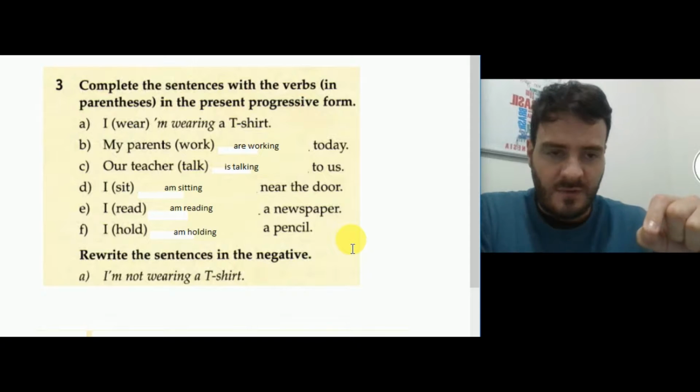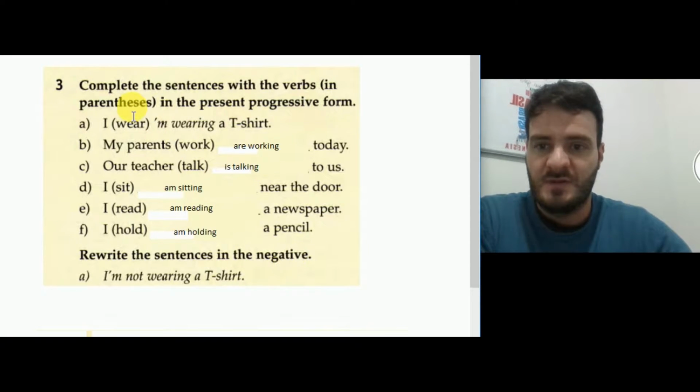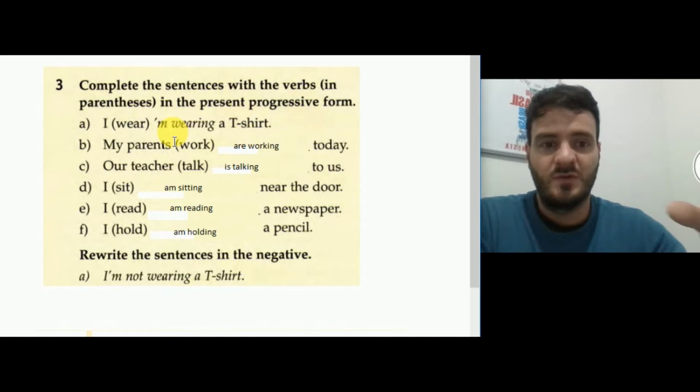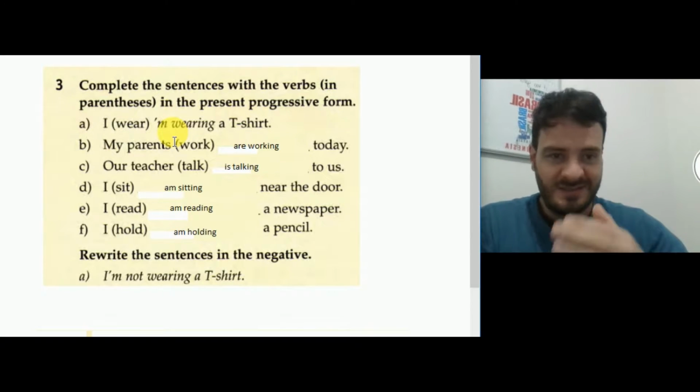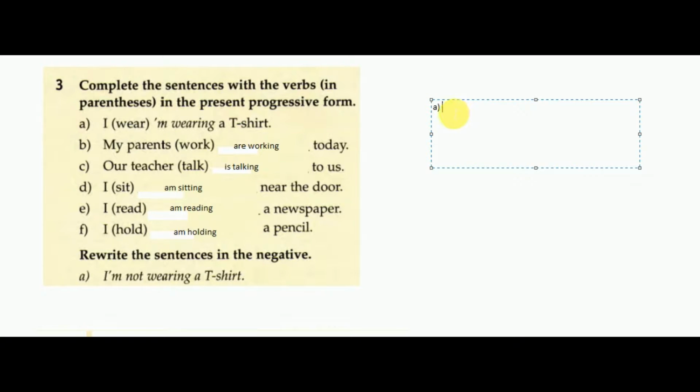Now we have to write these sentences into negative sentences. Okay, so we just have to include not in these sentences. Let's complete. So the first one, I'm wearing a t-shirt. The negative is I am not wearing a t-shirt. Letter B, my parents are working now. So my parents aren't working now.